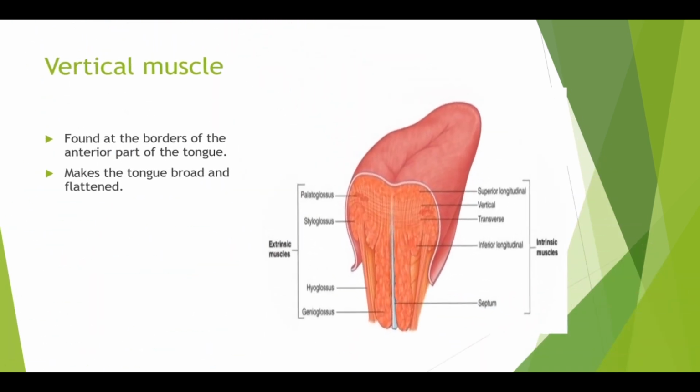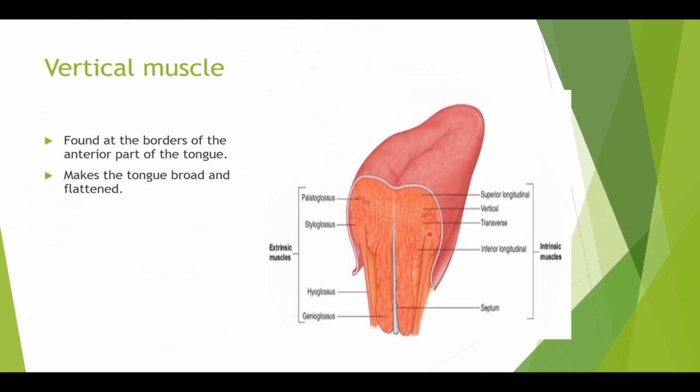Then there is another pair, that is the vertical muscle. It is found at the borders. See, the vertical bands are there. These are found at the borders of the anterior part of the tongue. They make the tongue broad and flattened. So, when the tongue is broad and flattened, it is because of the vertical muscle.